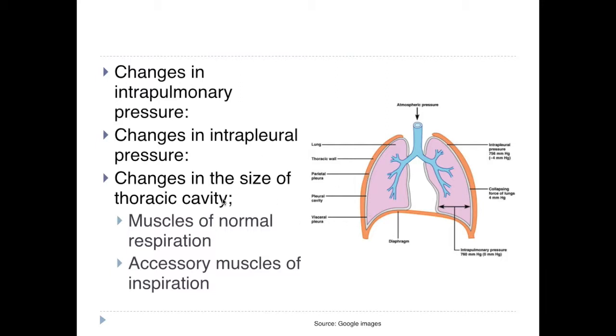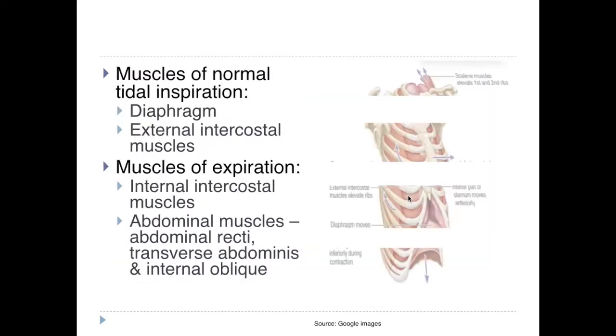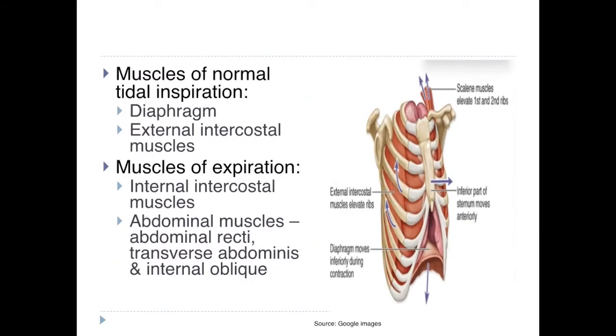And change in the size of the thoracic cavity is brought about by various muscles of respiration. There are muscles for normal respiration as well as muscles for forceful respiration, known as accessory muscles of respiration. Now, let us discuss. These are different muscles I have shown. We'll discuss in detail the muscles of normal, or you can say tidal, inspiration. They are the diaphragm and external intercostal muscle.